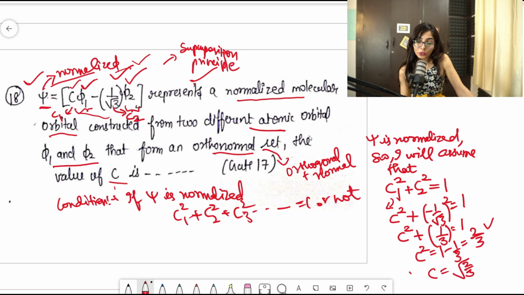So guys, I got to know that the value of C is root 2 by 3. So now I can easily write the value of C is root 2 by 3. Clear guys? So that is the value of C, and you can see how easy this question was. Like, explanation wise, I guess I was taking time.